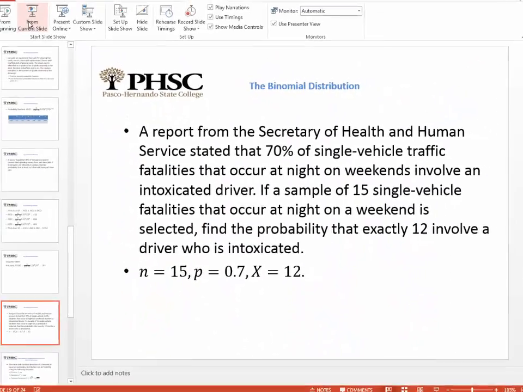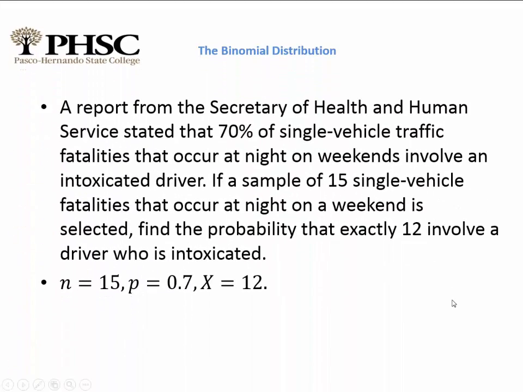So let's go back here so we can see the problem. If we randomly select 15 single vehicle fatalities that occurred at night on the weekend, the probability that exactly 12 of those would involve an intoxicated driver is about 17% using the distribution table.